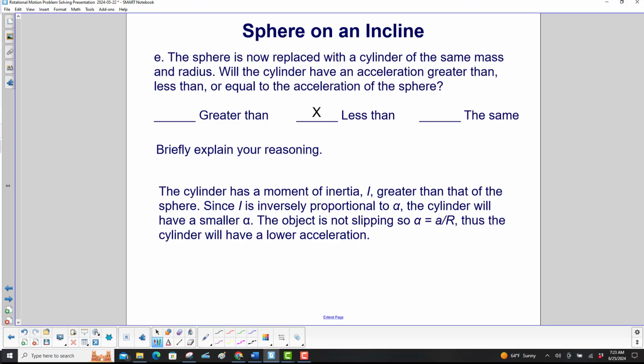We now have a cylinder. Will it have an acceleration greater than, less than, or equal to the acceleration of the sphere? We're going to choose less than because the cylinder has a moment of inertia greater than that of the sphere. Since the moment of inertia is inversely proportional to alpha, the cylinder will have a smaller alpha. The object is not slipping, so alpha is equal to a over r. Thus, the cylinder will have a lower acceleration.